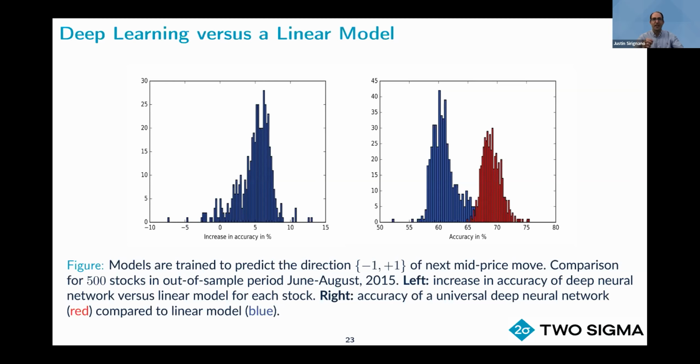The test data set that is used here is roughly 500 stocks over a 3-month out of sample test period. And for this test data set, we see that the deep learning model clearly outperforms the linear model. It is able to learn nonlinear relationships in the data, which lead to a more accurate prediction.